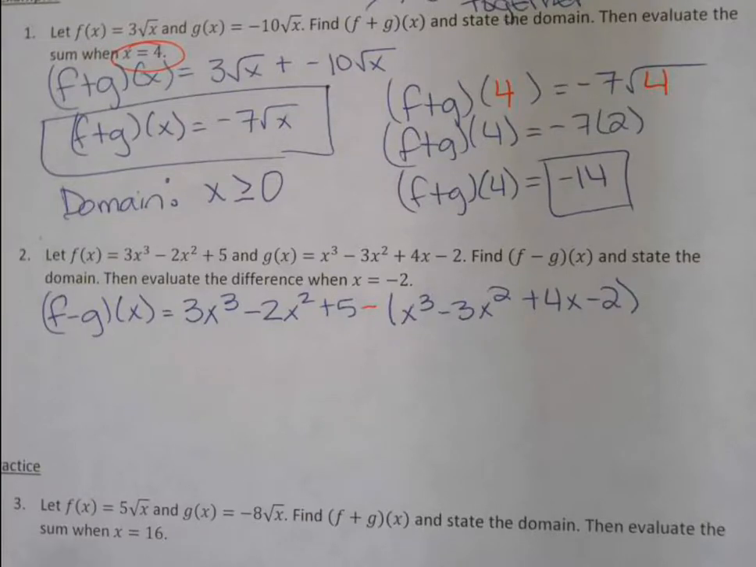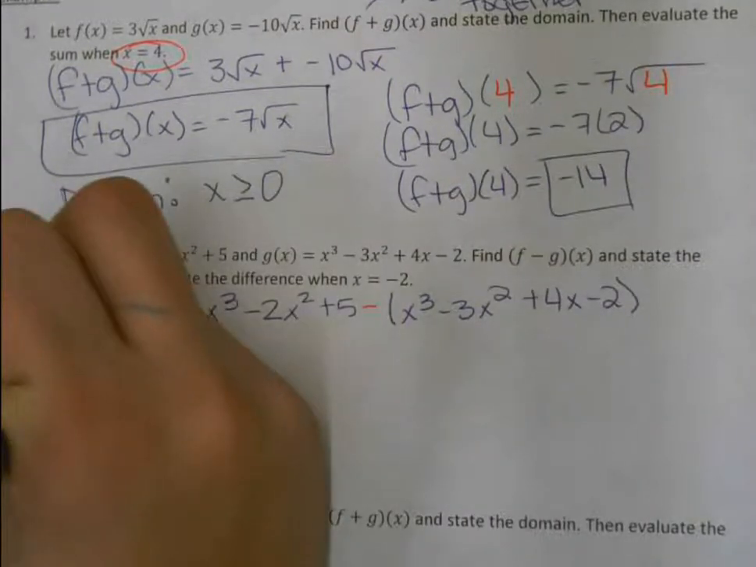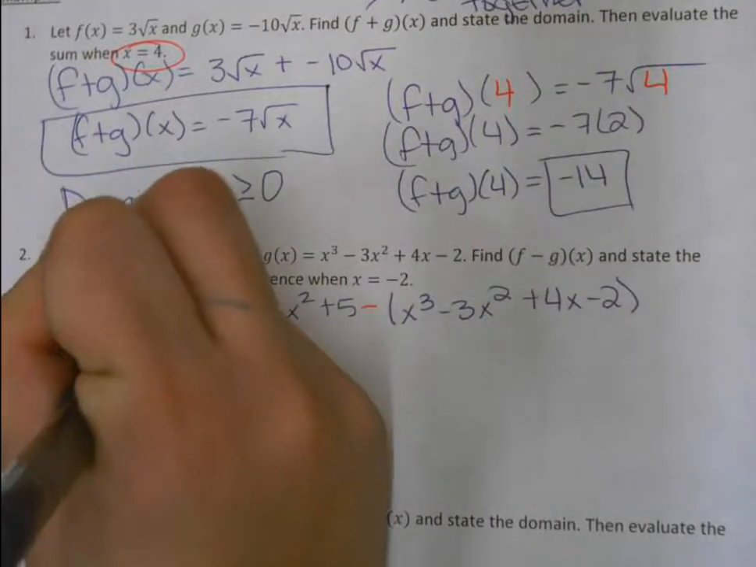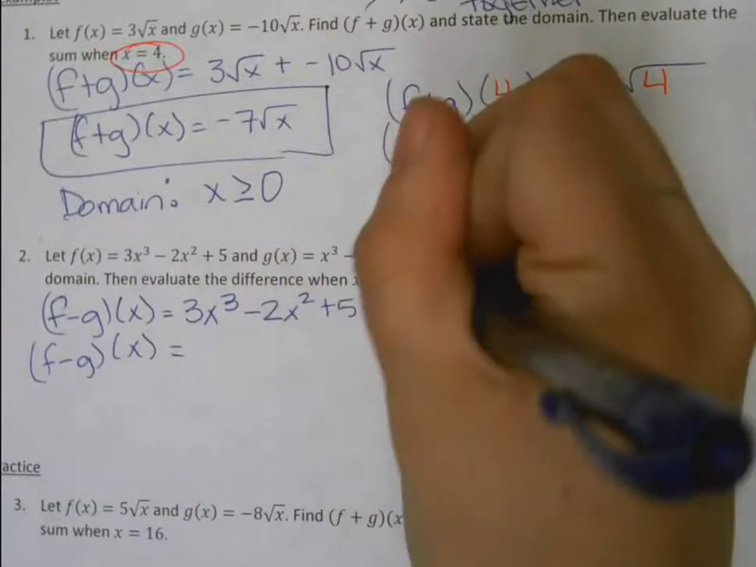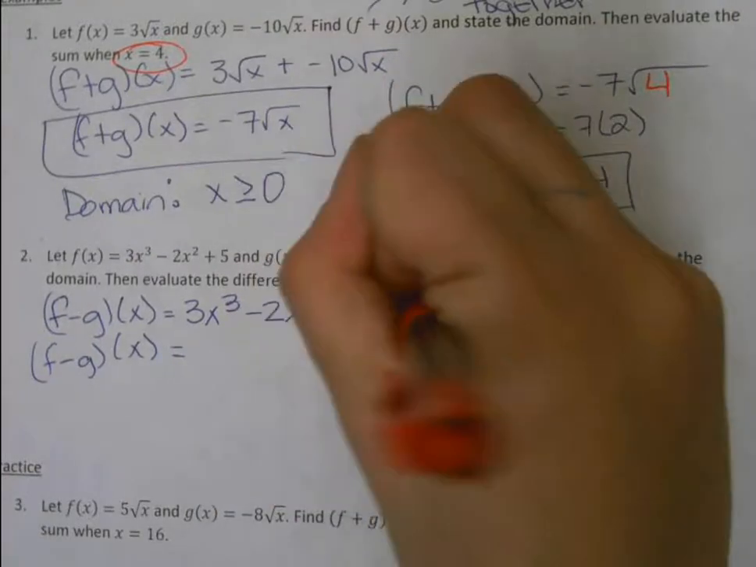Okay, then can I move on, or you guys still need time to write it? Okay. So what I want to do first is simplify. So I'm going to distribute this negative to all of my terms.